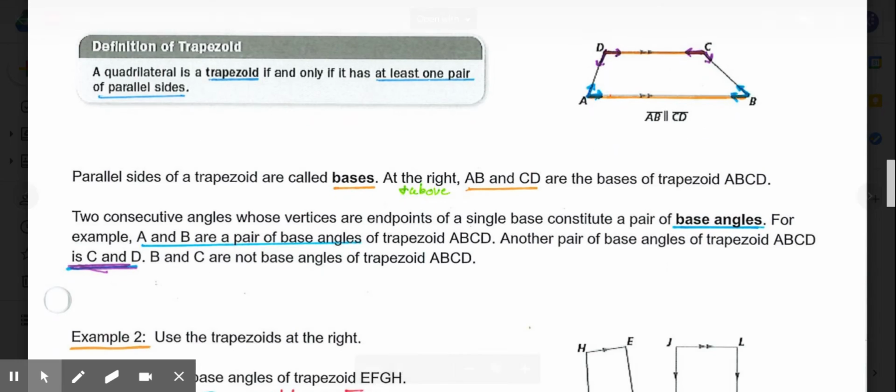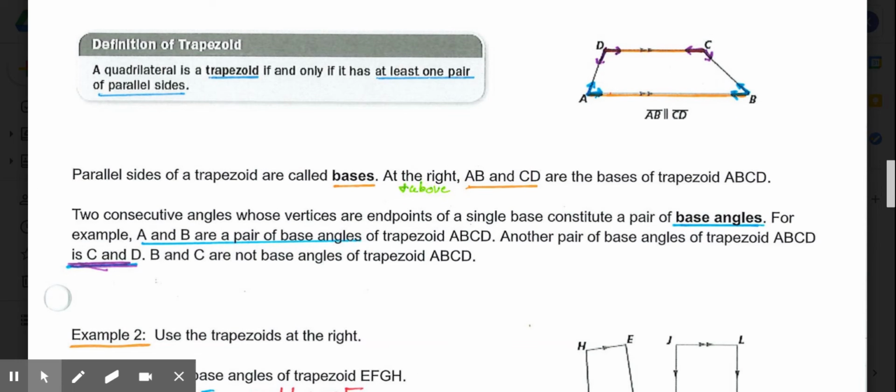Then we move down to a trapezoid. A trapezoid is defined as a quadrilateral that is a trapezoid if and only if it has at least one pair of parallel sides. And the key there is at least one pair of parallel sides. So if it has two pairs of parallel sides, it ends up being a parallelogram, which is a special type of trapezoid. The parallel sides of the trapezoid are known as the bases.